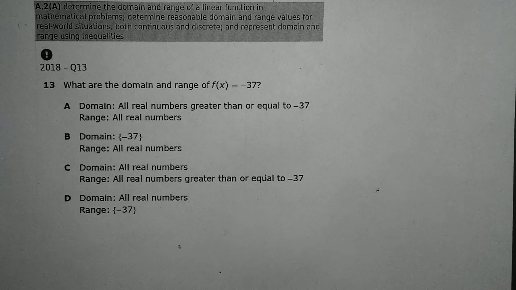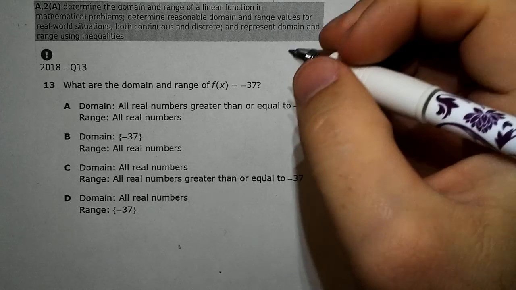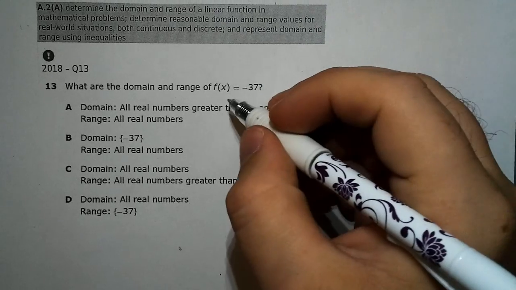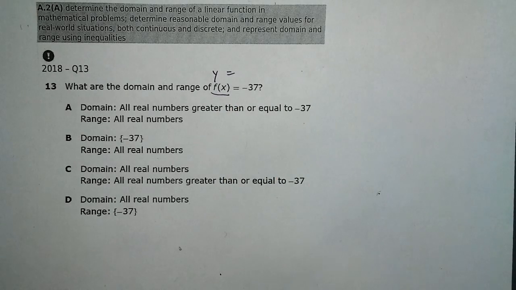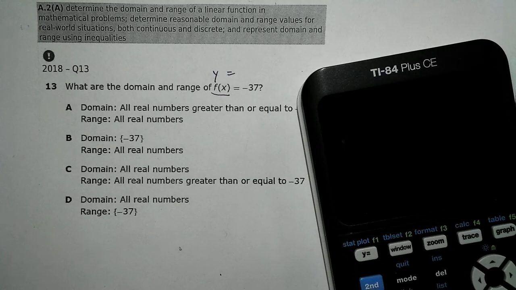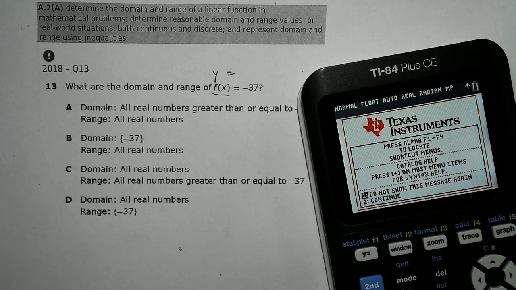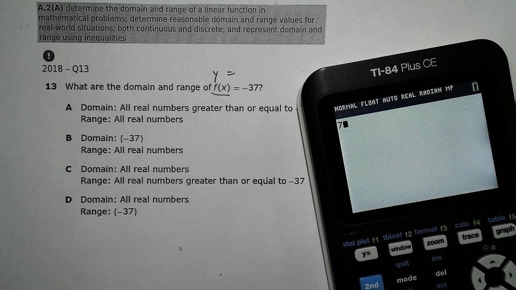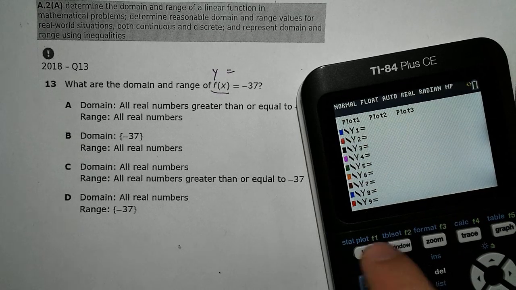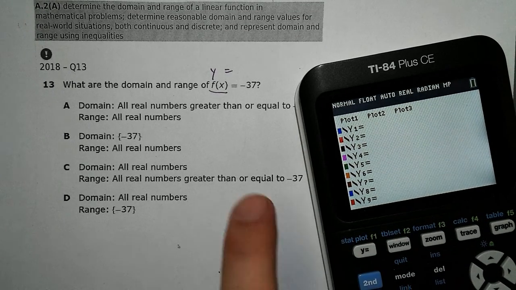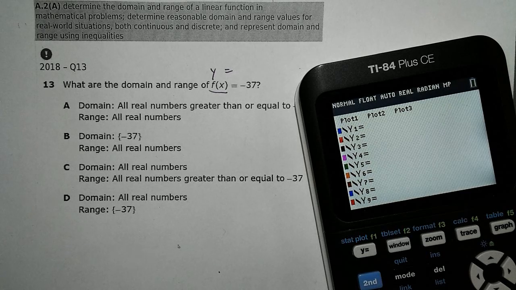All right, so on the first question, it says, what are the domain and range of f of x is equal to negative 37? Now, I told you in your STAAR notes, if you see f of x or if you see y equals, just graph it. So on our calculator, I'm going to go into my y equals, and I'm going to type in my graph. Remember, f of x just means y, so we just have f of x equals negative 37.